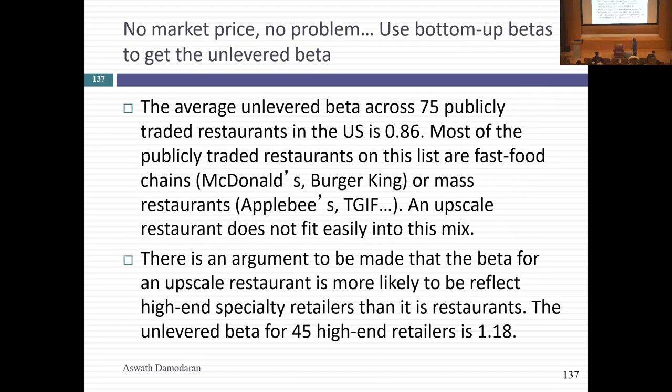But the beta that I got by looking at restaurant companies reflected a mix of restaurants that were not similar to the restaurant I was planning to buy. This is an upscale French restaurant. What I see on my restaurant list are Burger King and Chipotle. I mean, they're restaurant chains, but they're not the kinds of restaurants. So when I valued this restaurant, I decided to use the betas for specialty retailers, luxury retailers, arguing that the people who come to my restaurant are the kind of people who shop at those retail stores. Be creative when you think about betas.